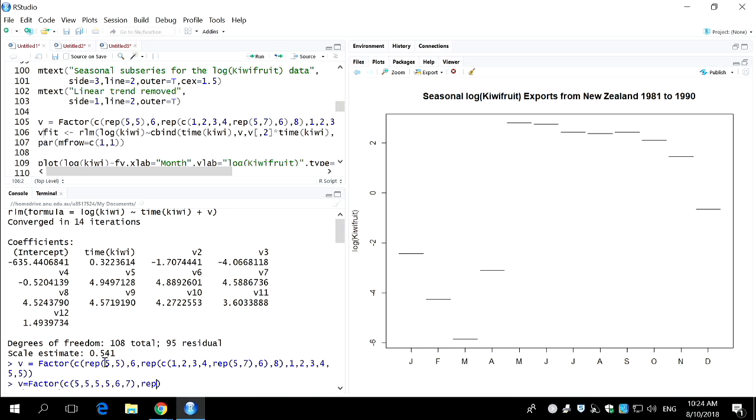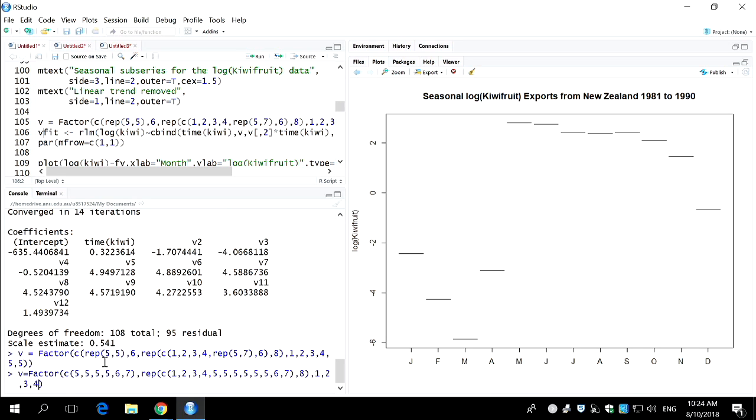Then I repeat, so January, February, March, April, May, June. June is 5. July is 5. August is 5. September is 5. October is 5. November is 6. December is 7. Get it? I'm going to do that 8 times because that's 8 full years of data. And then I finish the year with January through June: 1, 2, 3, 4, 5, 5.